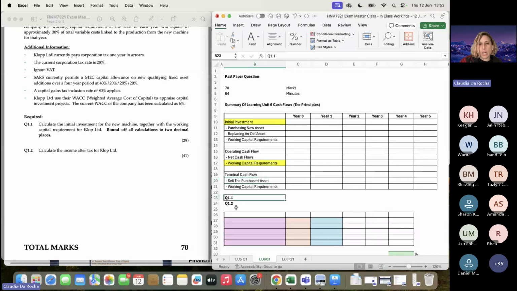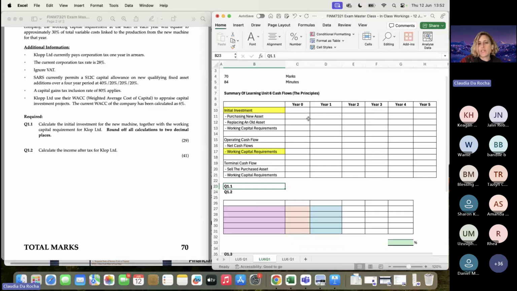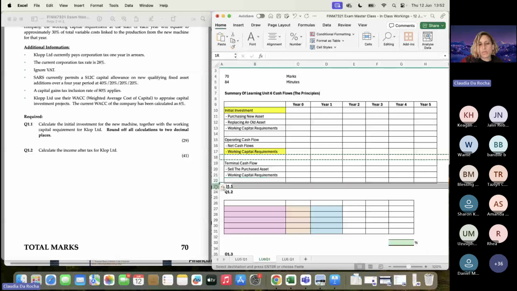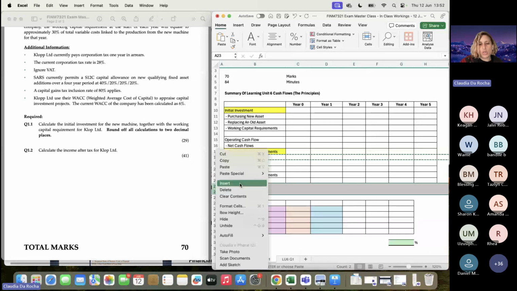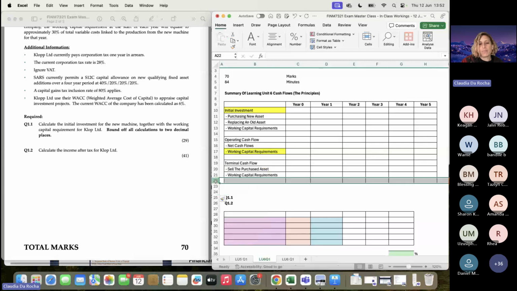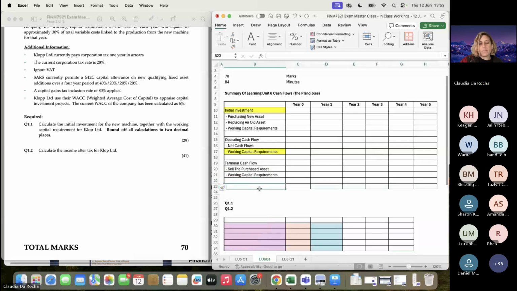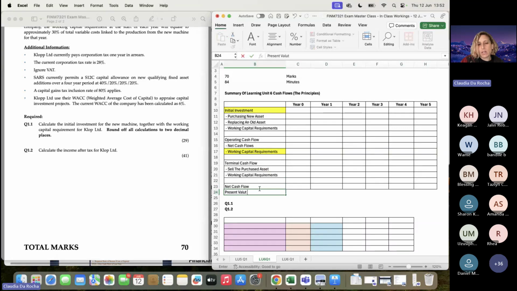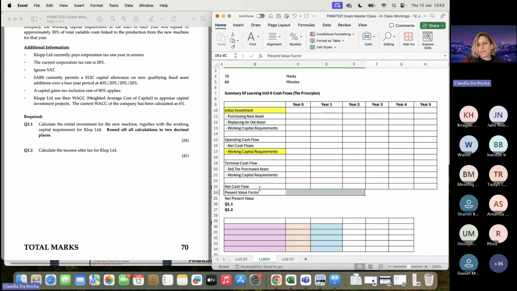So yeah, it's very important that we understand. And this is just the outlay. Once you've done your cash flow, what you're trying to do is work out what is your net cash flow, and then you'll have a present value factor if you're doing it the table method to get your net present value. Okay, so that is how it can be done in a table method if you're using table method.